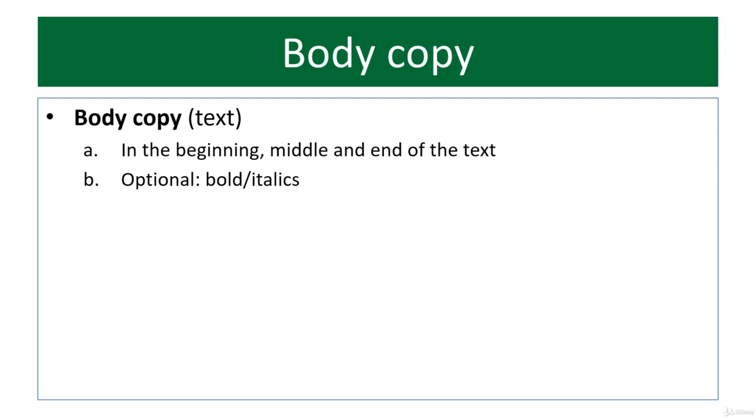And finally, of course, the body copy of the article, so the main text itself. Make sure you mention your keyword throughout the text, like in the beginning, the middle, and the end of the text. The beginning is especially important so users as well as search engines can immediately see what the article is about. Optionally, you can also use bold or italics to emphasize your keywords a little more in certain places.